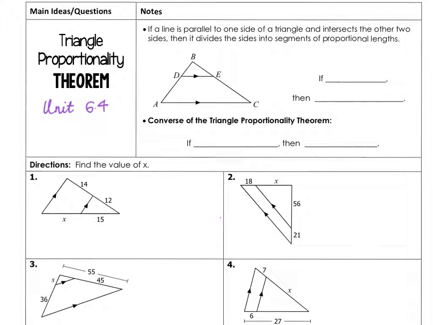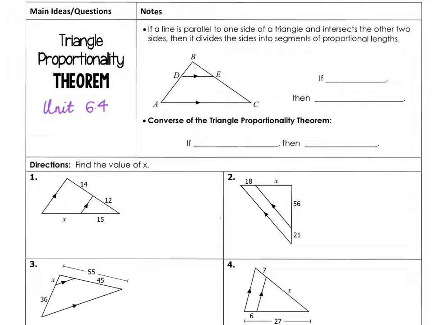This is Unit 6.4, and it's about the triangle proportionality theorem. What does the triangle proportionality theorem state? It says that if a line is parallel to one side of the triangle and intersects the other two sides, then it divides the sides into segments of proportional length.